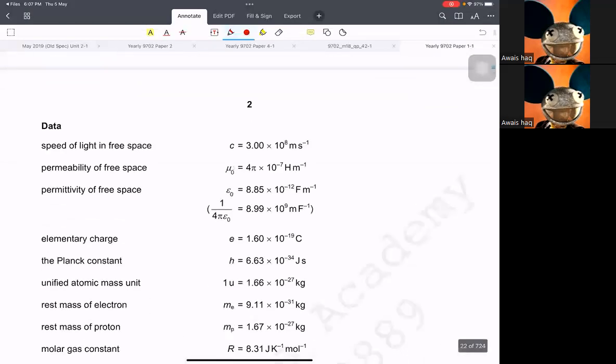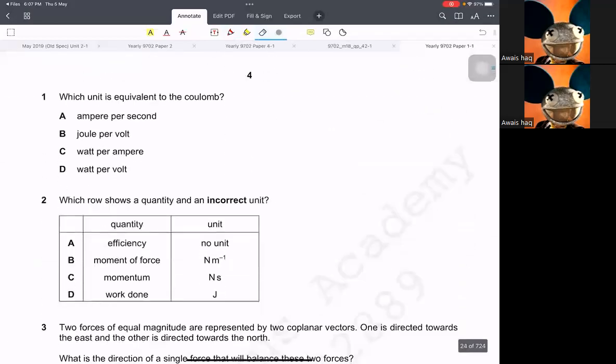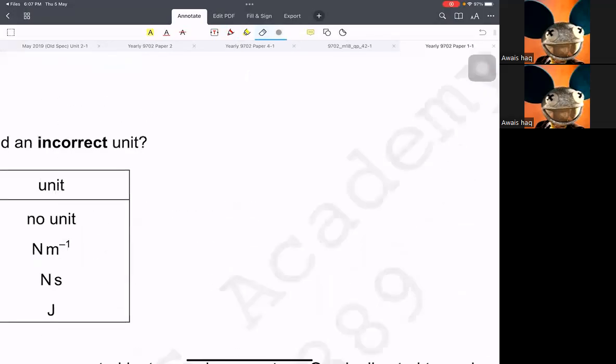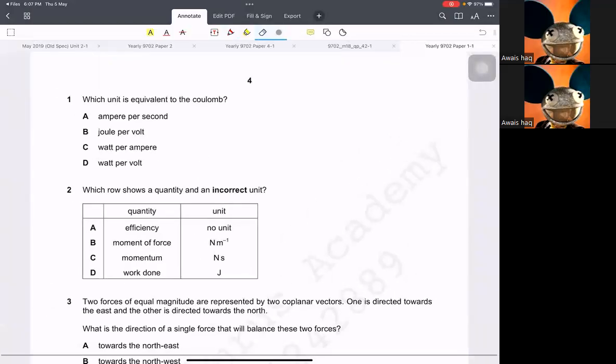All right, so today we are going to do February, March 18, 1, 2. What is equivalent to a coulomb? So first of all, let's look at the formula. Charge equals current times time. So the first one is wrong.